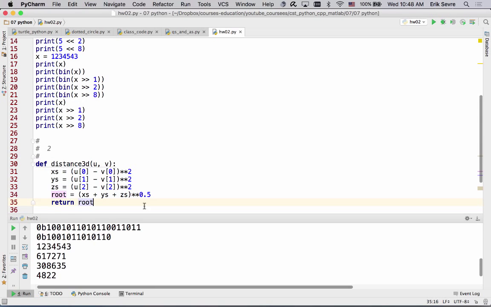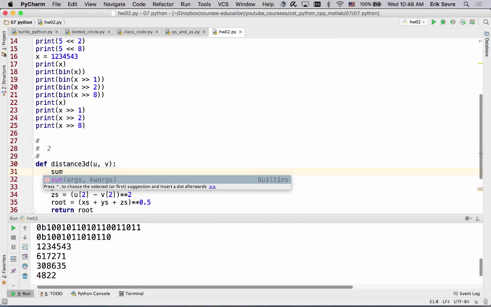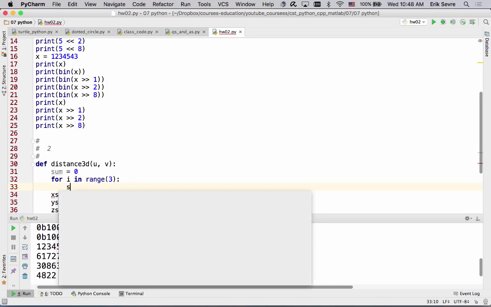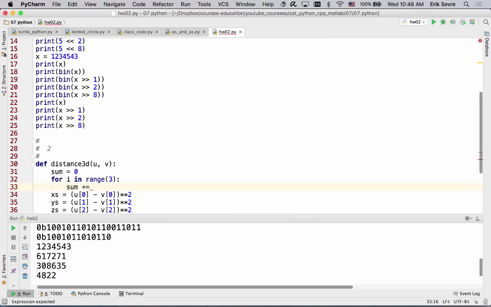Now when I look at this, I think I could maybe make the code a little bit simpler. Because I'm going through 0, 1, and 2, I could do this as a loop. So I could say something like sum is equal to 0, and for i in range 3, sum plus equals, and then I'm going to just copy this little bit of code, and I'll put the letter i where the 0 was.